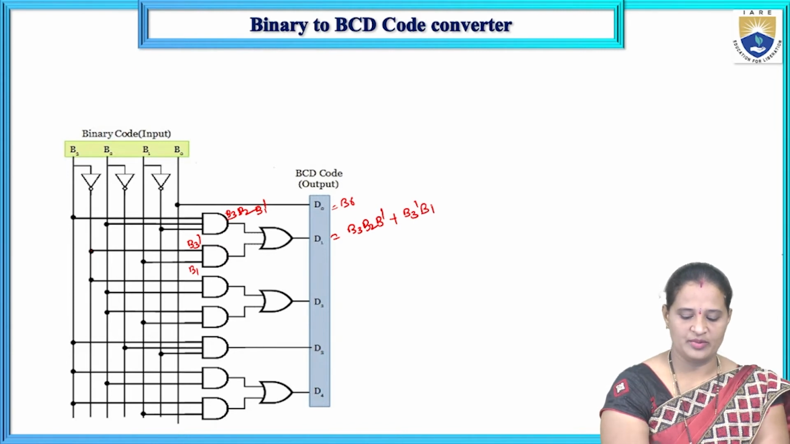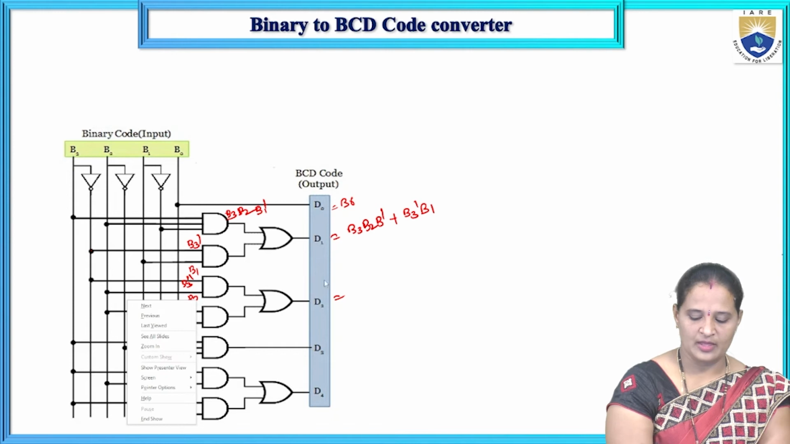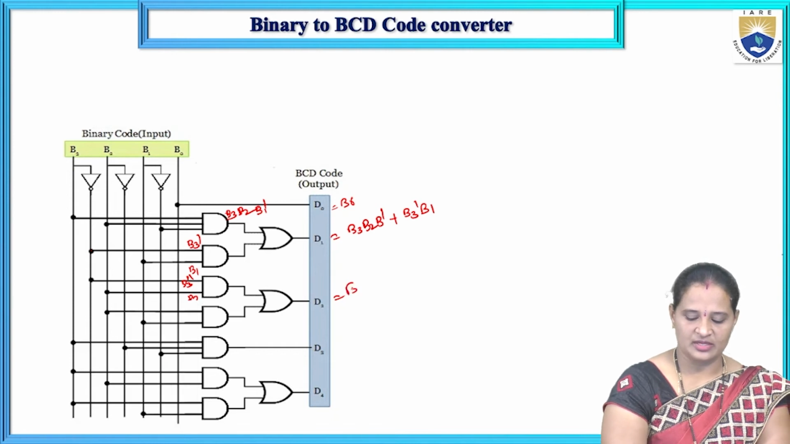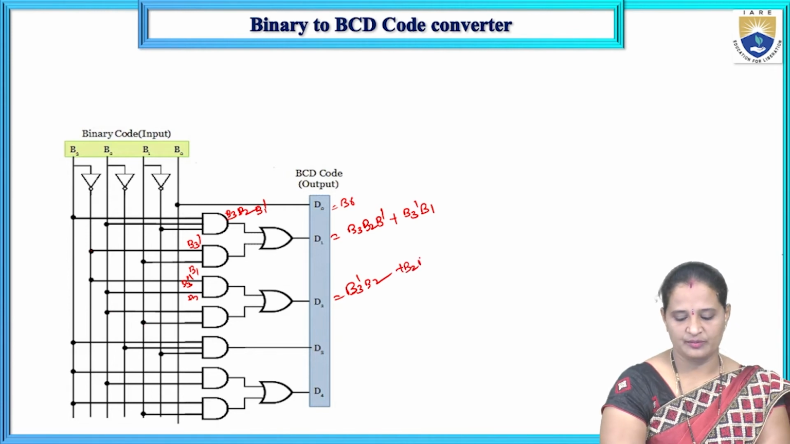B3 complement into B1. Now coming to this one. So this is B3 complement and this one is B2. Okay. So that is B3 complement B2 and this is B2 B1 plus B2 B1.